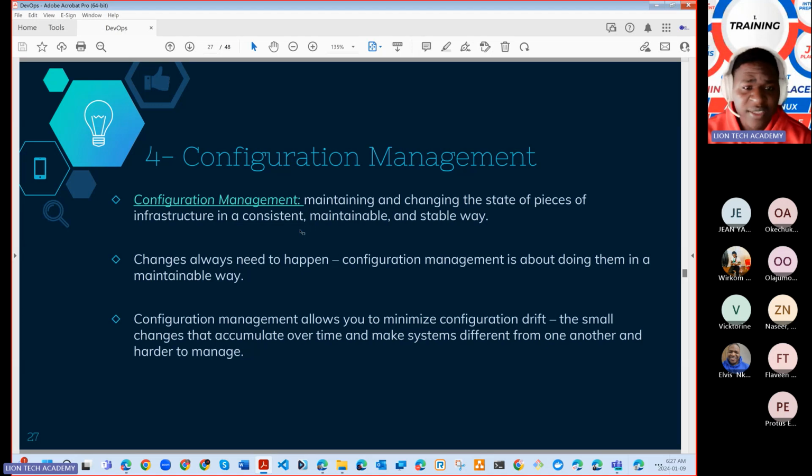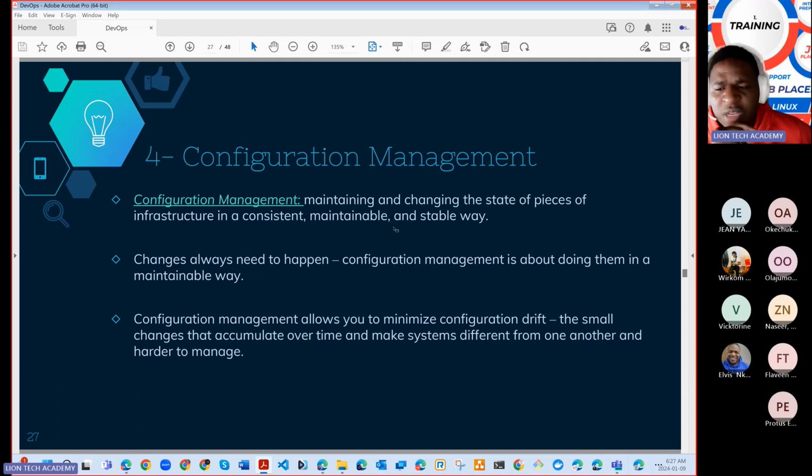In fact, you need infrastructure. So in this particular aspect, this alone can give you a job. And we're going to look at the tools that are used for configuration management. Config management is maintaining and changing the state of a piece of infrastructure in a consistent, maintainable, and stable way. Changes always need to happen. Configuration management is about doing them in a maintainable way.